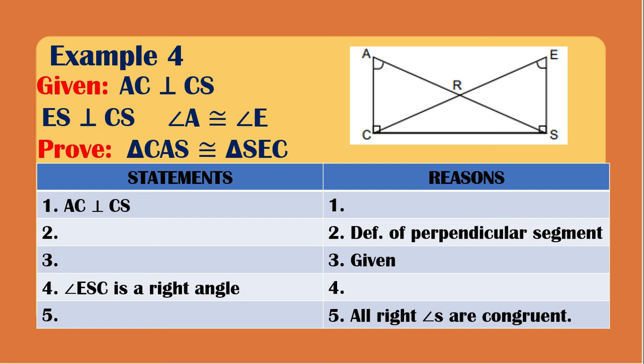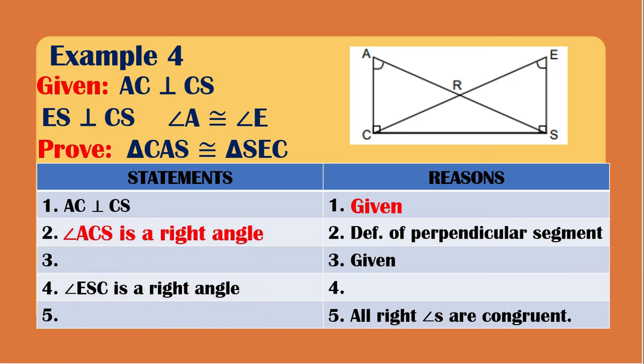We have the first statement, AC is perpendicular to CS. What will be the reason? The reason is given. For the second reason, definition of perpendicular segment. What do we mean by perpendicular segment? From the word perpendicular, if AC is perpendicular to CS, what is the right angle that it creates? We have angle ACS, which is the right angle.